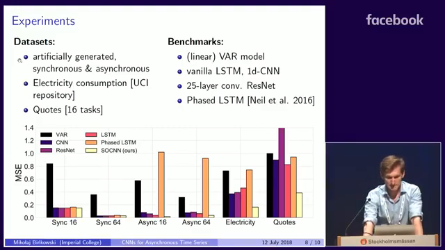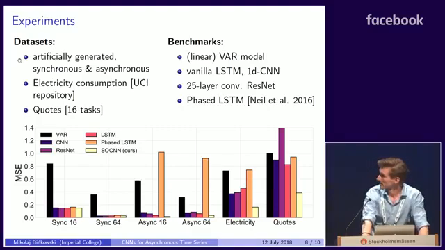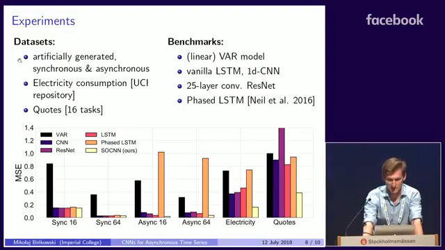And as you can see, in the results for synchronous series, the ones on your left-hand side, our model was on par with the other networks. However, for all other data sets, it improved considerably, especially for electricity and quotes data sets.